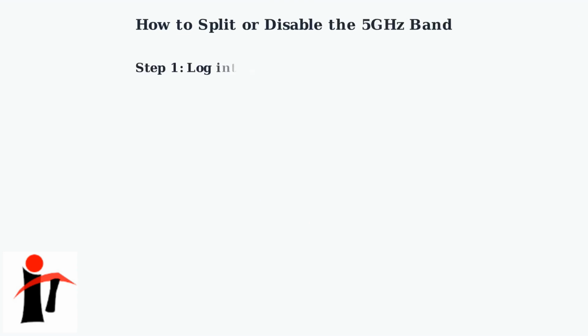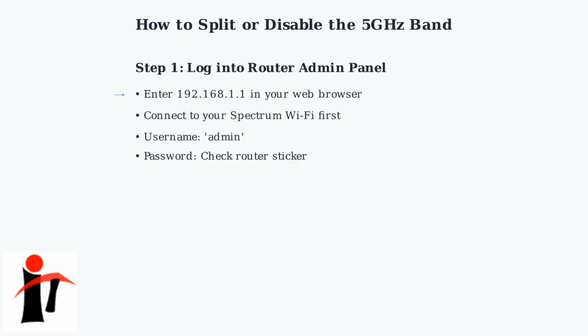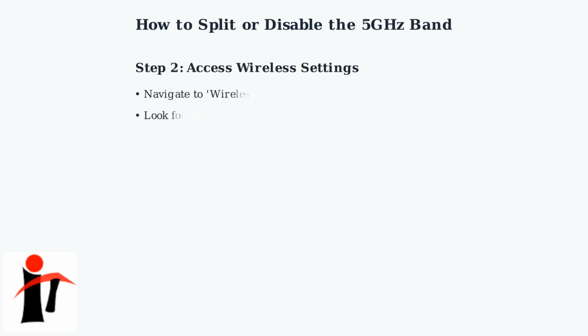To split the bands or disable the 5 GHz band, start by logging into your Spectrum router's admin panel. Enter 192.168.1.1 into your web browser's address bar while connected to your Spectrum Wi-Fi network. The default username is admin, and you'll find the password on a sticker on the router itself. Once logged in, navigate to the wireless or Wi-Fi settings section in the router's interface. This is where you'll find the options to configure your Wi-Fi bands.